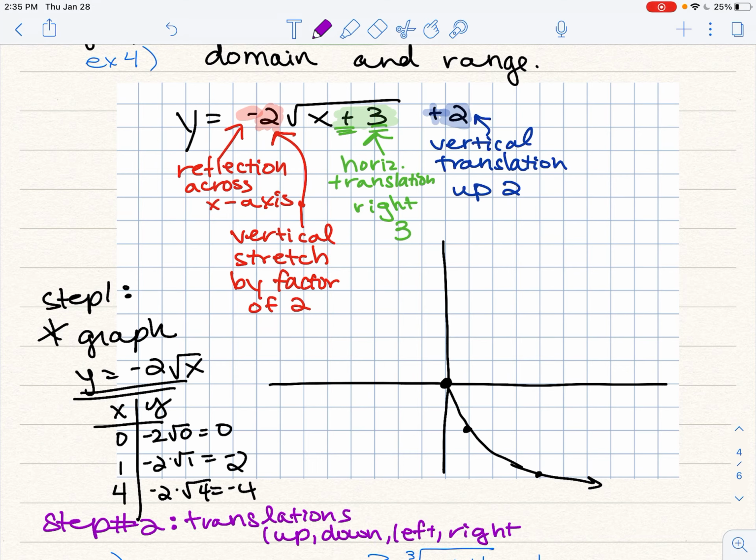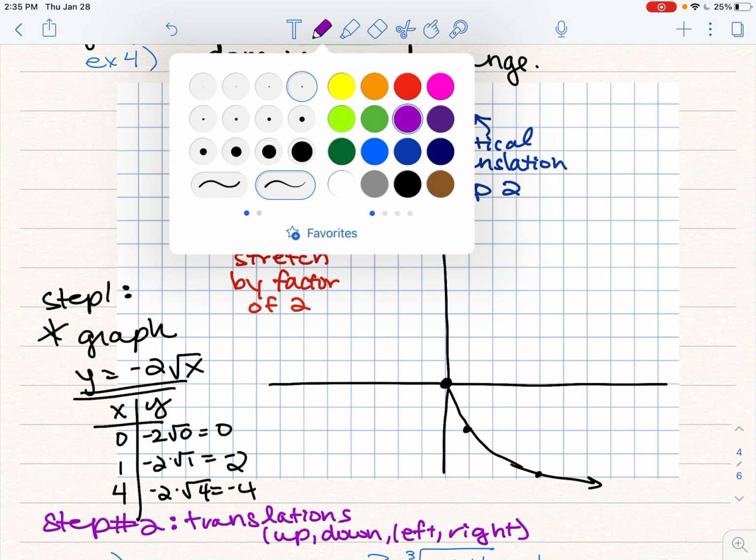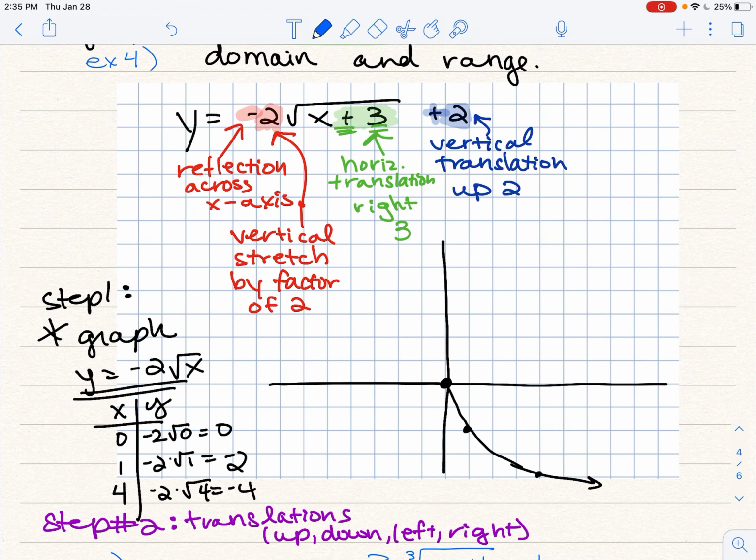So we're going to take what we just graphed, and now we're going to adjust it based on what we see here. So in orange, I'm going to say, okay, we know we're going to the right 3 and up 2. So every point, I'm going to go to the right 3. So we're going to go 1, 2, 3, up 1, 2. That's my new point. Again, here's my next point that I graphed. So we're going to go to the right 1, 2, 3, up 1, 2.